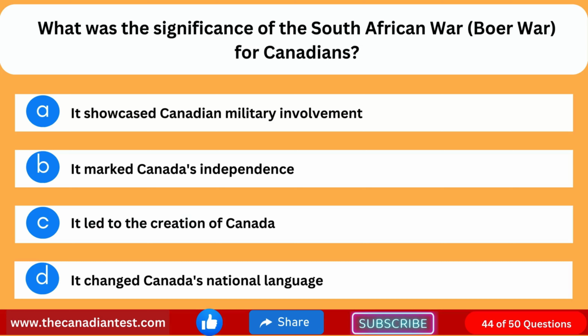What was the significance of the South African War, Boer War, for Canadians? Option A, it showcased Canadian military involvement. Option B, it marked Canada's independence. Option C, it led to the creation of Canada. Option D, it changed Canada's national language.